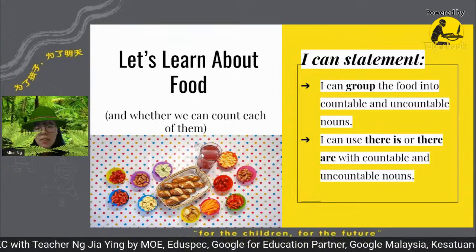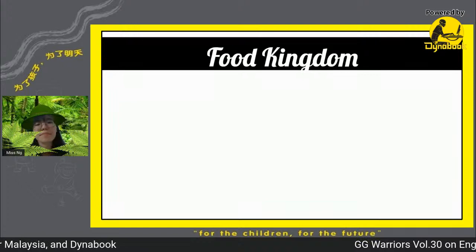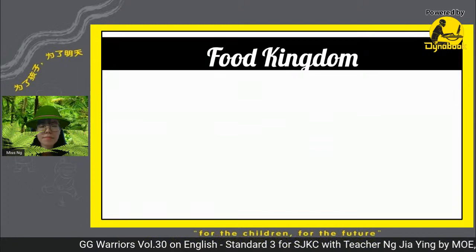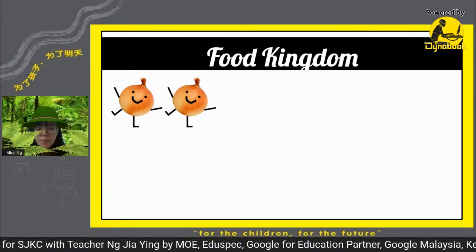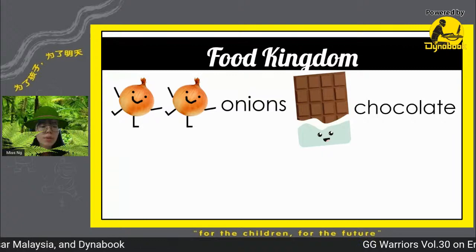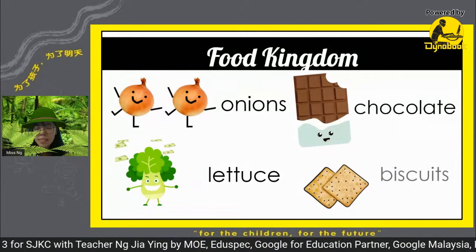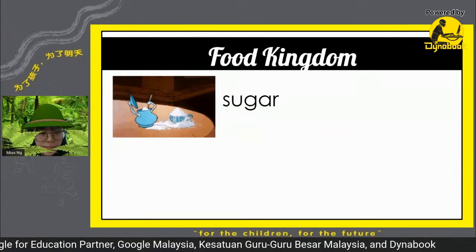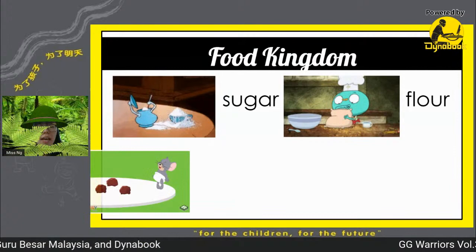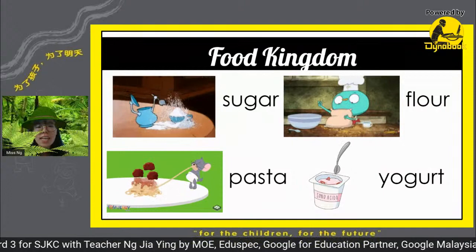Let's go right into the food kingdom and learn more about food. In the food kingdom, we have king and queen onions. We also have Sir Chocolate. He is very sweet. We also have Mr. Lettuce. As you can see in the picture, he is very rich and he likes to eat biscuits. In the kingdom, they have a lot of sugar and a lot of flour. Every day, they like to eat pasta and also yogurt. We have 8 types of food here. Now let's look at these 8 types of food.